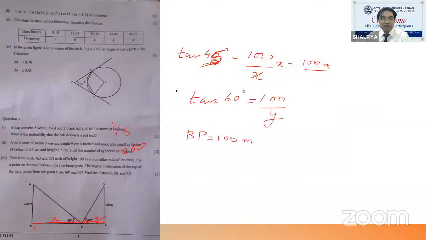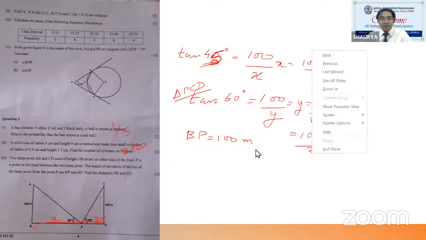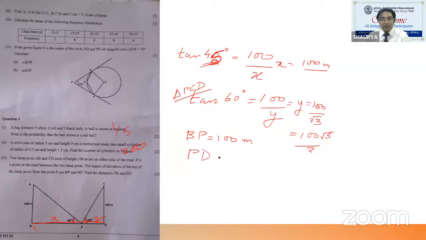Similarly, from the next triangle, that was triangle PCD, where we wrote tan 60 is height upon base, 100 upon Y. It will give me Y is equal to 100 upon tan 60, which is root 3. So let's rationalize this. So this would be 100 root 3 upon 3. This is the distance PD, 100 root 3 upon 3 meters. So we have found both the desired things which were asked in the question. Okay, I hope we can move to the next question. There would be a fourth part for this.